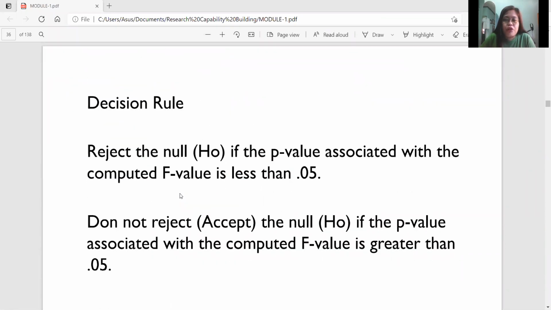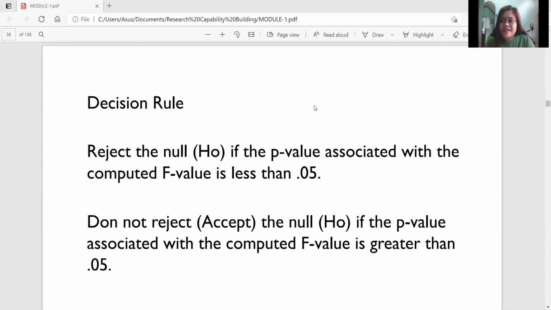So what is our decision rule for our ANOVA? Actually, it's the same class with that of our independent t-test or even the paired t-test. If we use software, what we look at is the p-value. So if the p-value is lesser than 0.05, if the level of confidence used is 0.05, then we reject our null hypothesis. Meaning, we accept the alternative hypothesis that there is a significant difference between our groups. Okay? So, if we are very strict, especially in experimental studies, the level of significance used is 0.01.